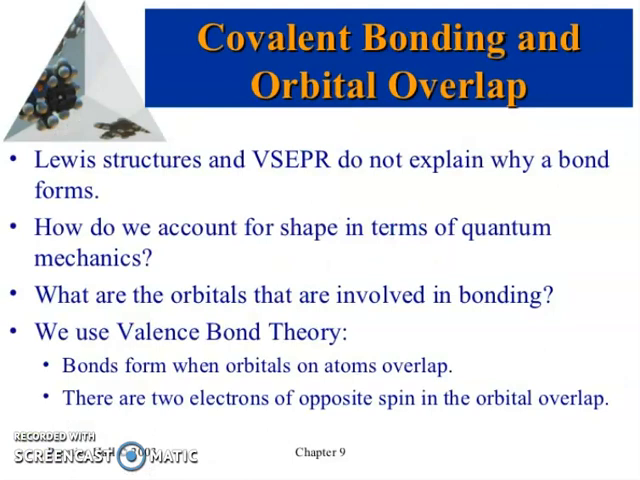So friends, Lewis structure and VSEPR do not explain why a bond forms. How do we account for shape in terms of quantum mechanics? What are the orbitals that are involved in bonding? We use valence bond theory: bonds form when orbitals on atoms overlap. There are two electrons of opposite spin in the orbital overlap. So I will discuss valence bond theory further in our next video.